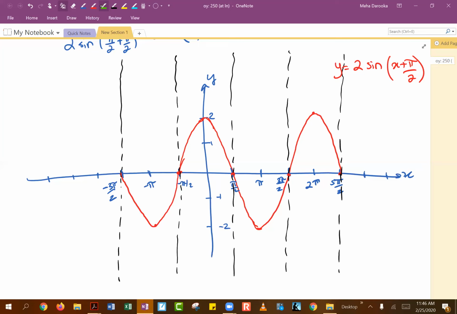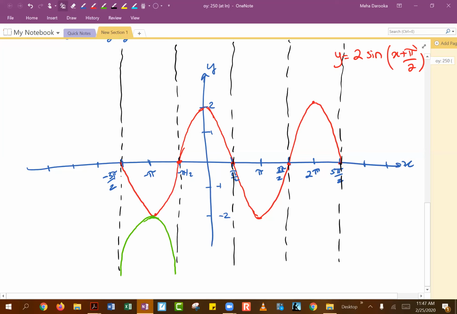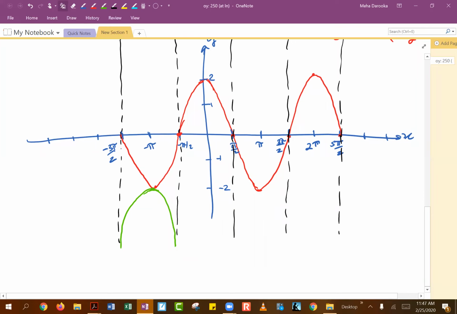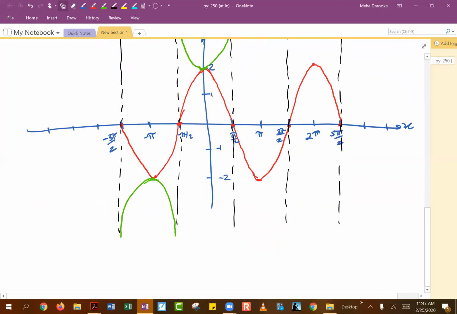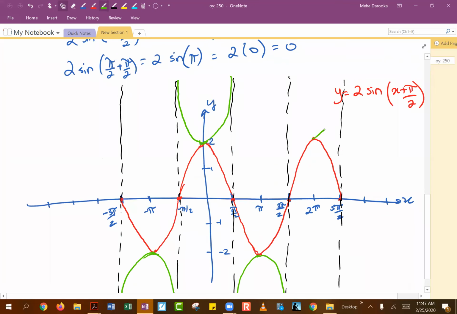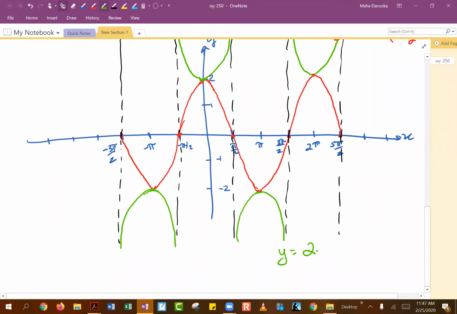So that means if we start from the leftmost part here, you're actually going to have this guy go down, but remember it's going to be bounded by those vertical asymptotes. And then where you have the hill here at positive 2, you're going to have a valley for the hill, a hill for the valley, and one more. And then in the green, we have our original function that we have to graph, which is the cosecant of x plus pi halves.